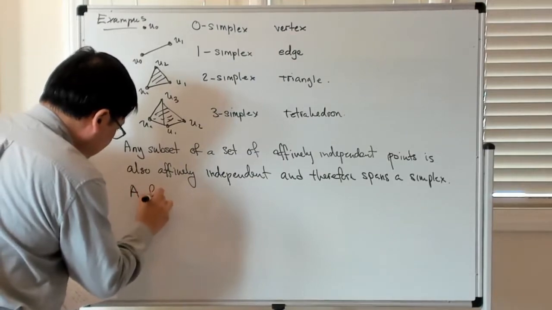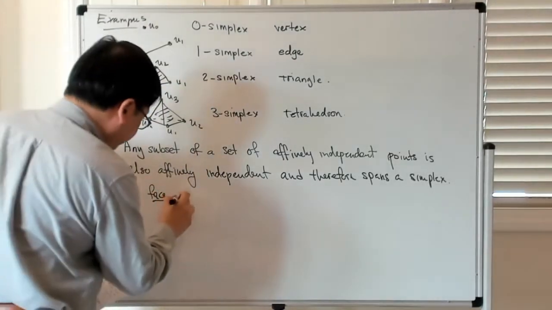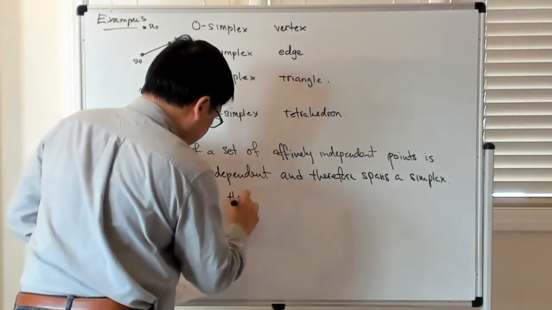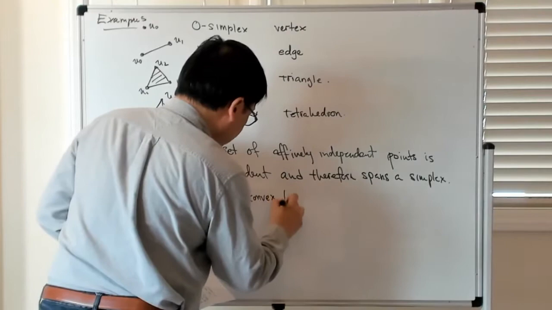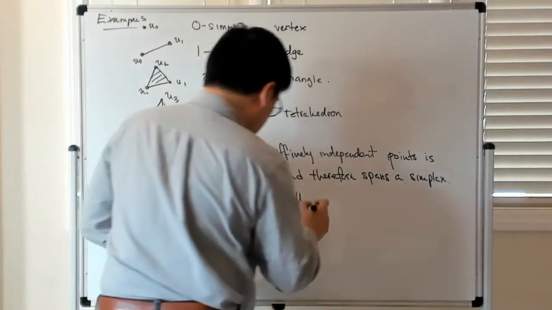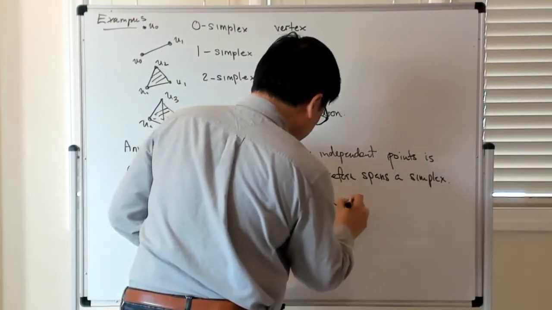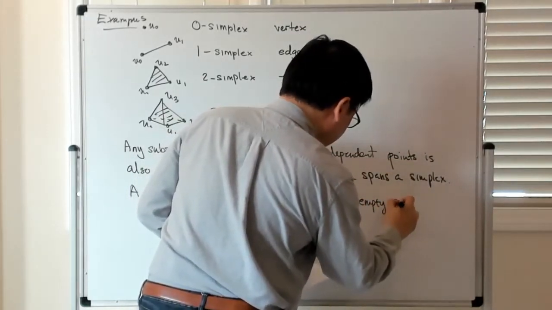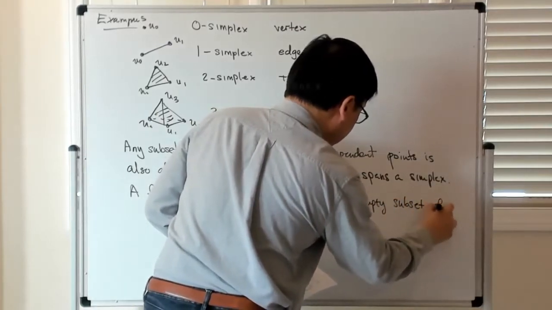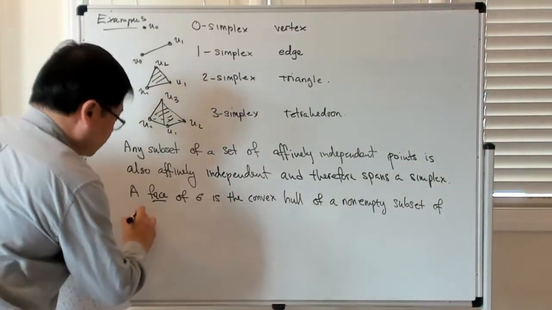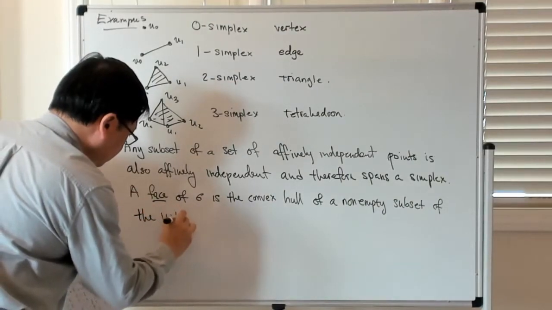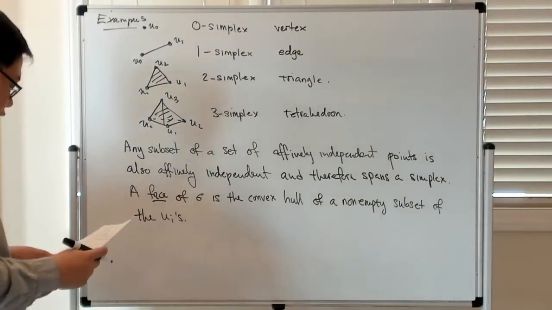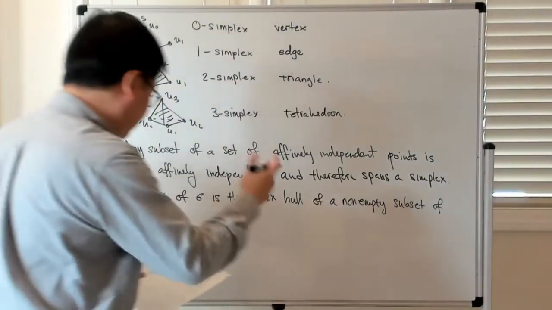So a face of sigma is the convex hull of a non-empty subset of the ui's. Okay, and then we say that it's a proper face if it is a proper subset of all the ui's.